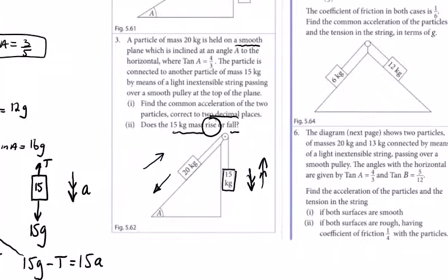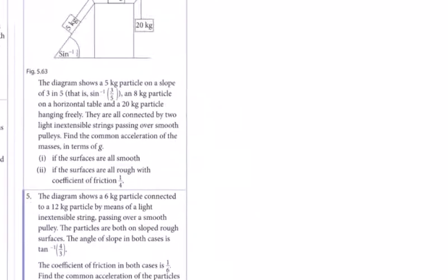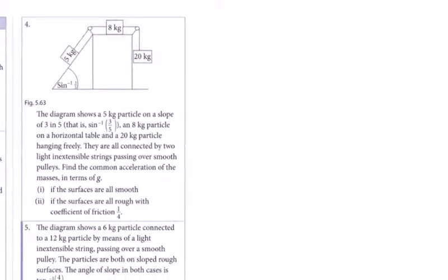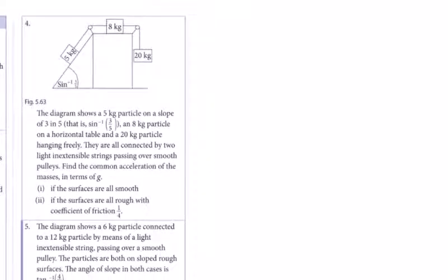So is that all for question 3? Question 4, a bit more going on here. A 5 kilogram particle on a slope, and we're told the inverse sine is 3/5. We have an 8 kilogram mass up here and a 20 kilogram mass over the other side.